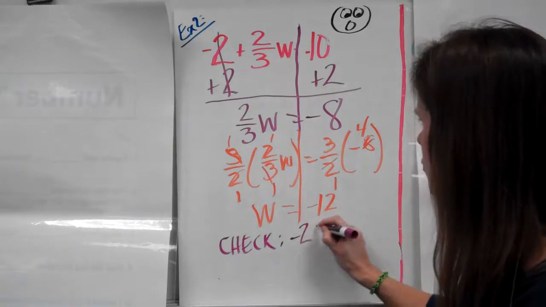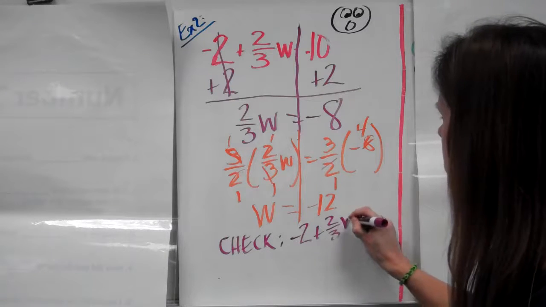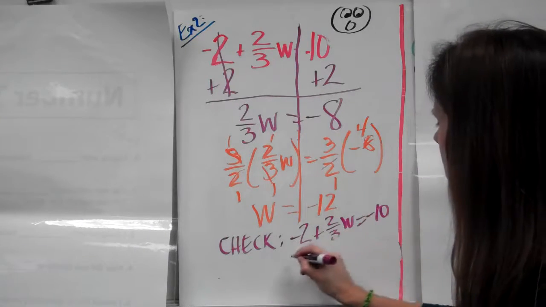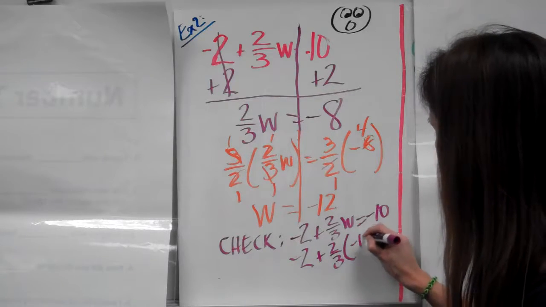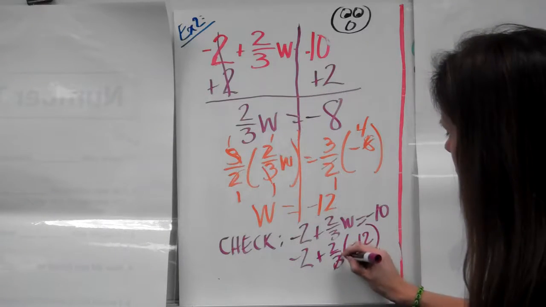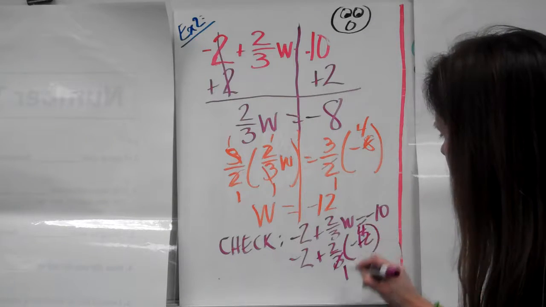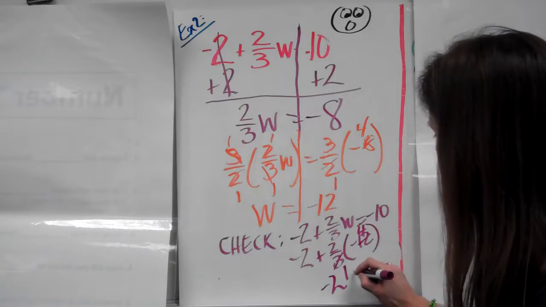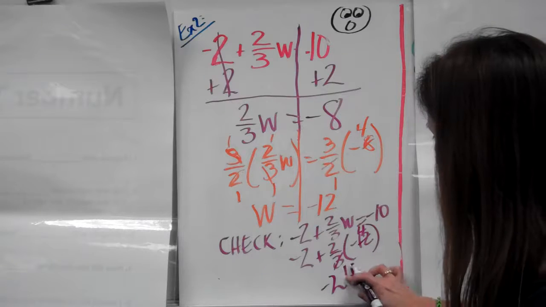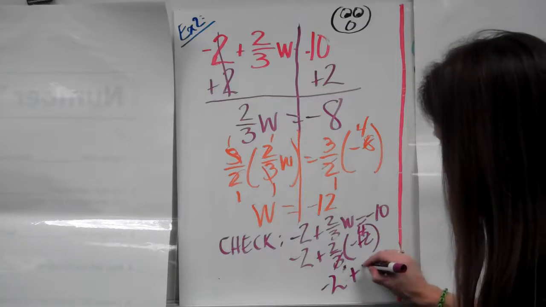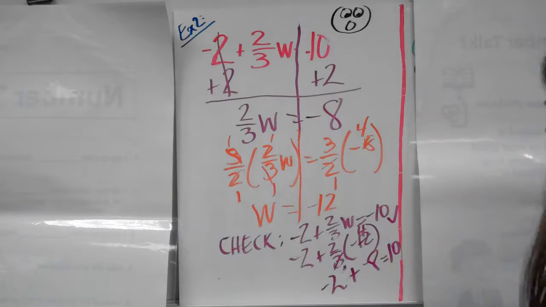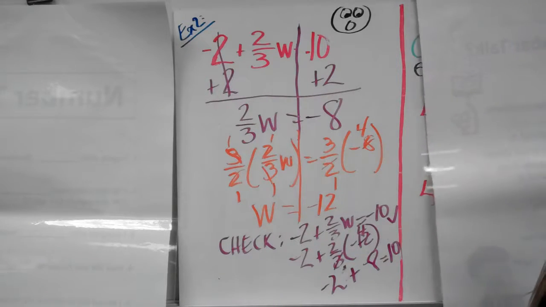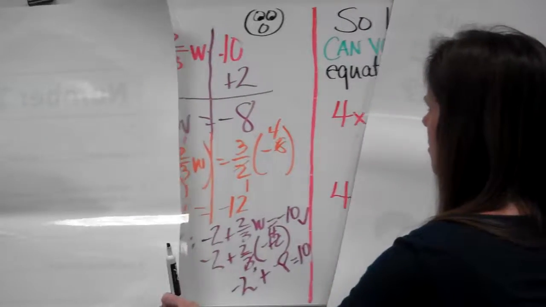The original equation, negative 10 equals negative 2 plus 2/3 w. Negative 2 plus 2/3 times negative 12. 3 goes into 12 4 times. So that's negative 2 plus negative 8, and there's our negative 10. So we're good. All right, now it's your turn to show us what you've learned.